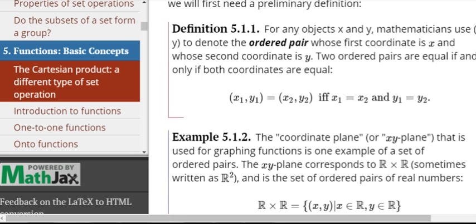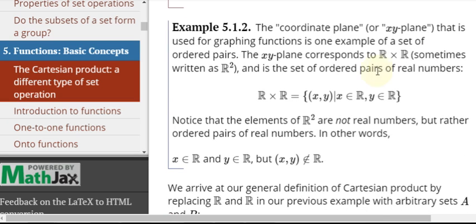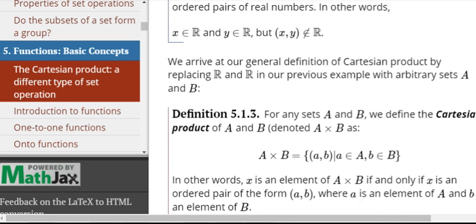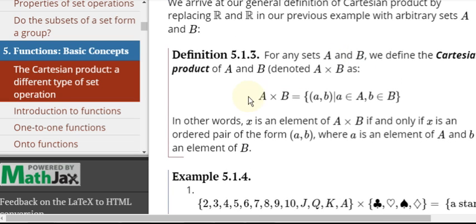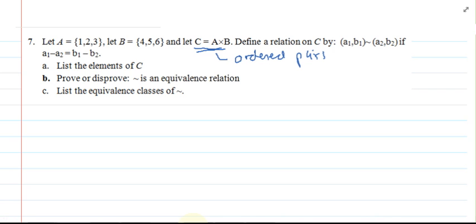So the set R cross R is the set of ordered pairs where the first element is in R and the second element is in R. We want a general definition. We have any two sets. So here we go. Here's the definition for Cartesian product of A cross B. Ordered pairs, the first in the pair is in A and the second in the pair is in B. Right, so let's use that information to see what we want to do here.